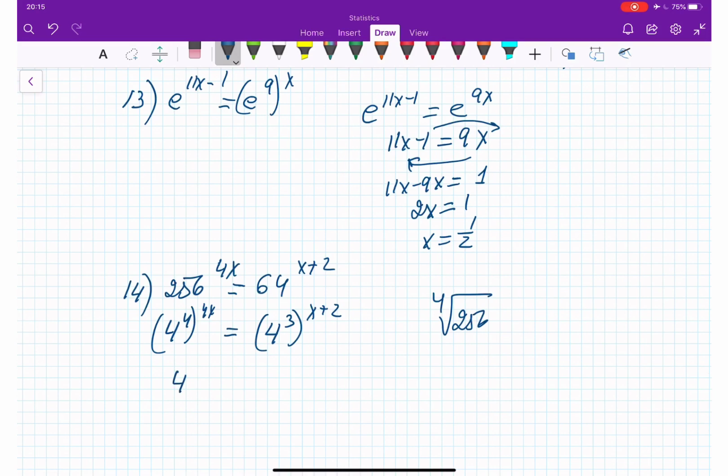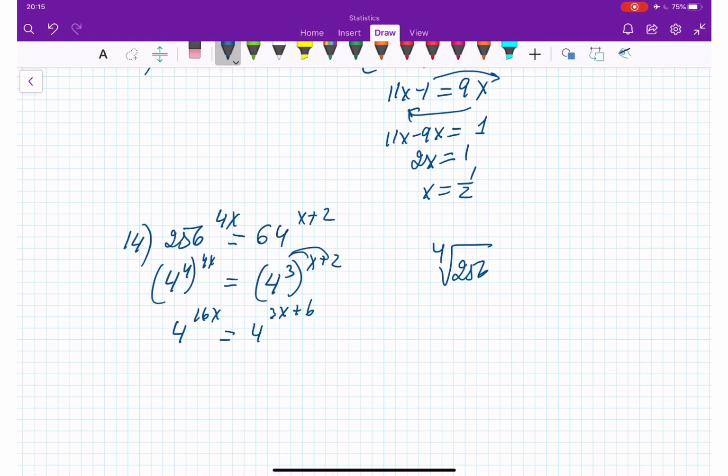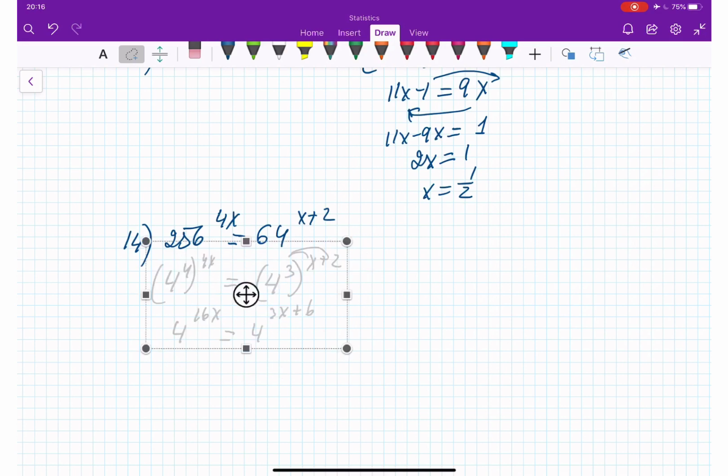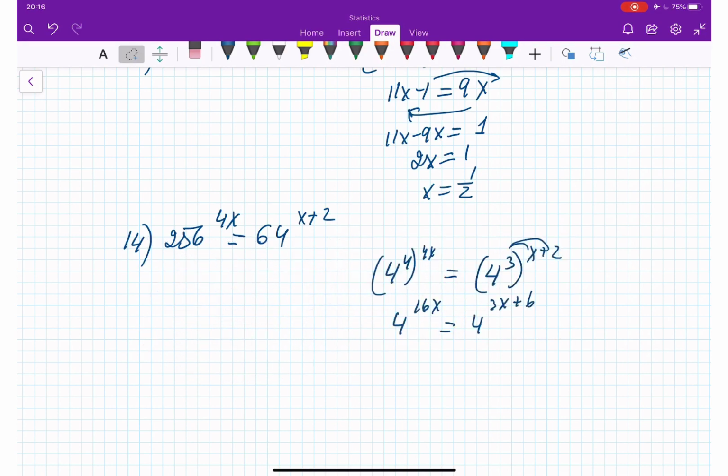Okay, so we get 4 to the power 4 times 4x, it's going to be 16x. And here we get 4 to the power 3 times x, it's going to be 3x. 3 times 2, it's going to be plus 6. So we drop this 4. Let me move it this way. Oops, 4x is not seen. Let me make it more visible.